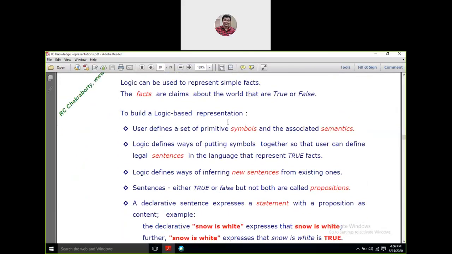While building a logic-based representation, the user defines a set of primitives, that means the symbols, and their associated semantics with them, right? The logic defines the ways of putting symbols together so that the user can define a legal sentence. What are these legal sentences? In the languages that represent true facts, they are tautologies. That means they hold true for all occasions. Now, logic defines the way of inferring new sentences. That means you are inferring new information from the existing ones.